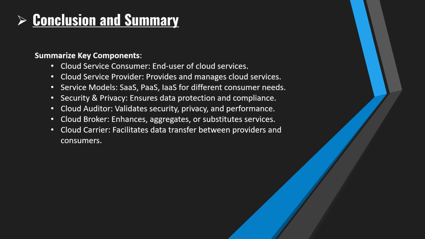Like what we learned previously: who the cloud service consumer and users are, who use the services; the cloud provider, who provides the services to the consumer; service models, software as a service, platform as a service, infrastructure as a service; security and privacy, ensuring data protection; compliance. These are all we covered previously. To sum up, we covered the main components: the cloud service consumer, provider, auditor, broker, and carrier. Each plays a unique role in making cloud computing reliable and efficient.